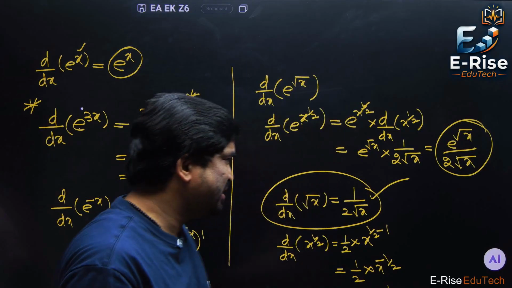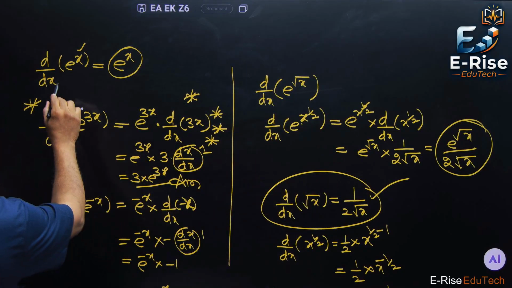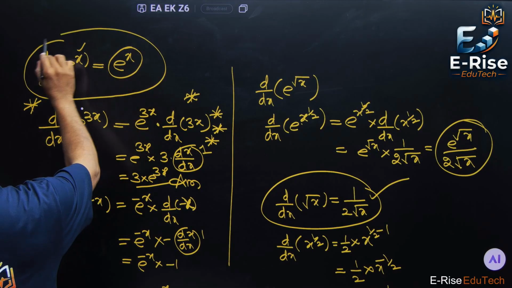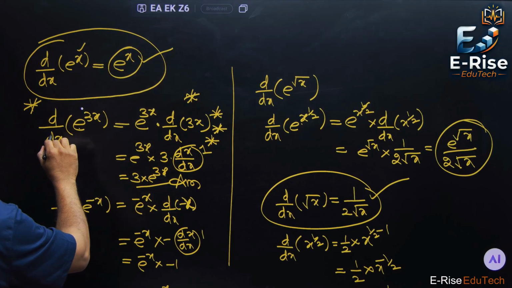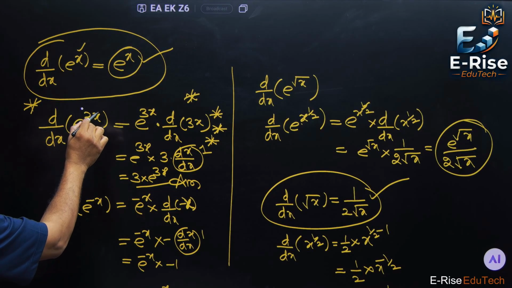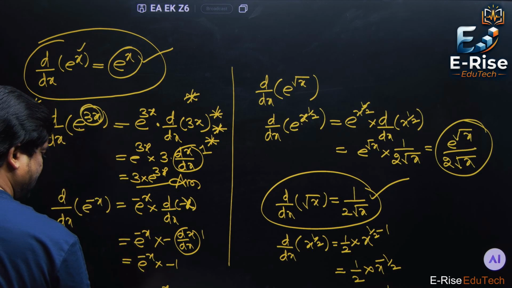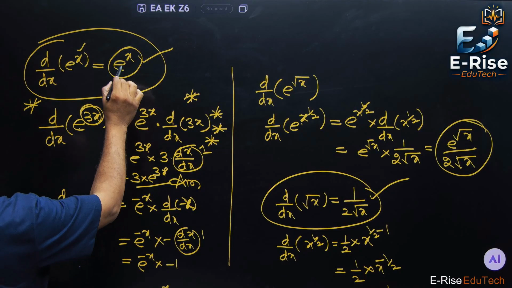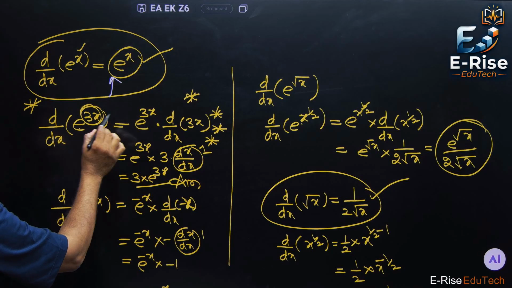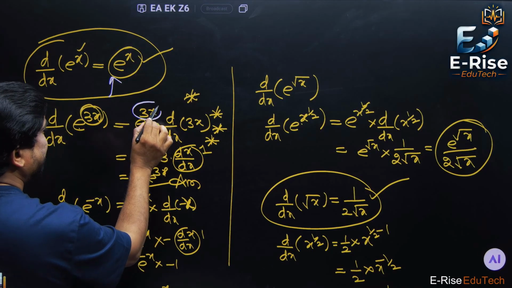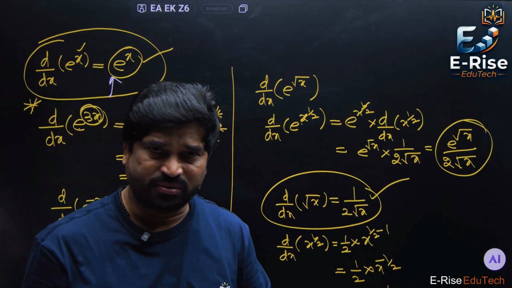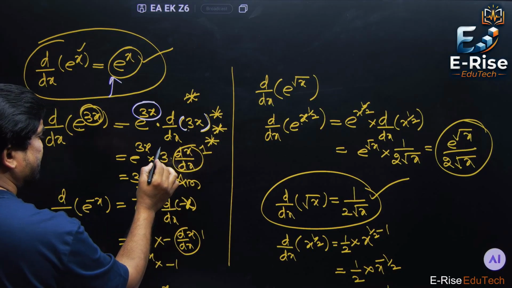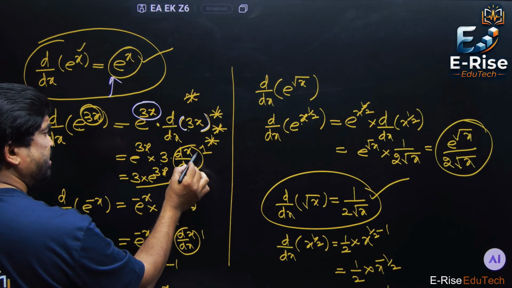Once again I will explain that clearly. This question, d by dx of e power 3x. How to solve depends on this: d by dx of e power x is e power x only. So d by dx of e power 3x. In place of x, what is given? In place of x, 3x is given. So simply e power 3x first. According to this, e power x means e power 3x here. But if normally x is given, there is no need to apply the internal differentiation. Here 3x is there, so again d by dx of 3x is applied. 3 is a constant, separated. D by dx of x. D by dx of x is 1.